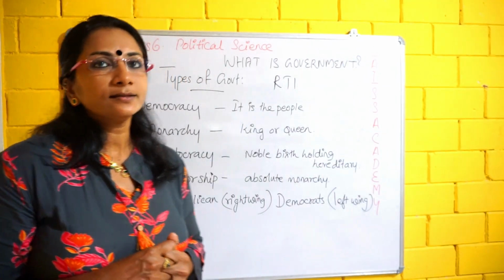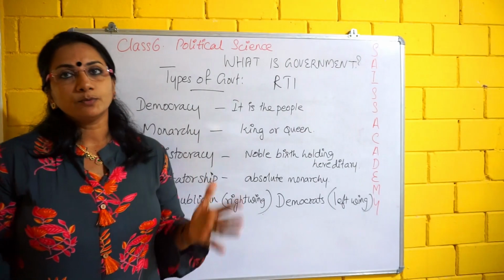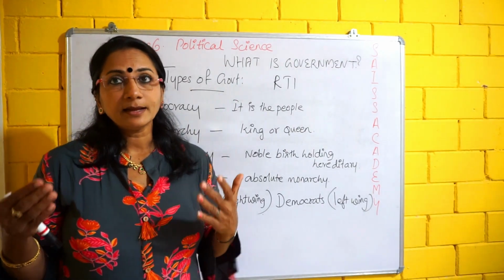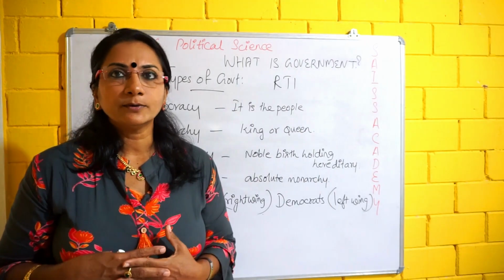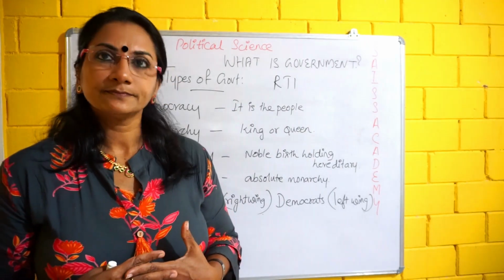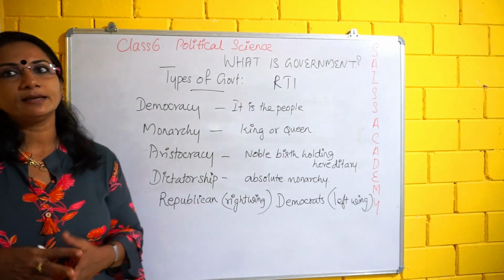Got it? And the other is dictatorship. That means absolute monarchy. For example, Hitler and Mussolini were real dictators. You would learn about them in the higher classes. Okay, and next it is Republican and Democrat.